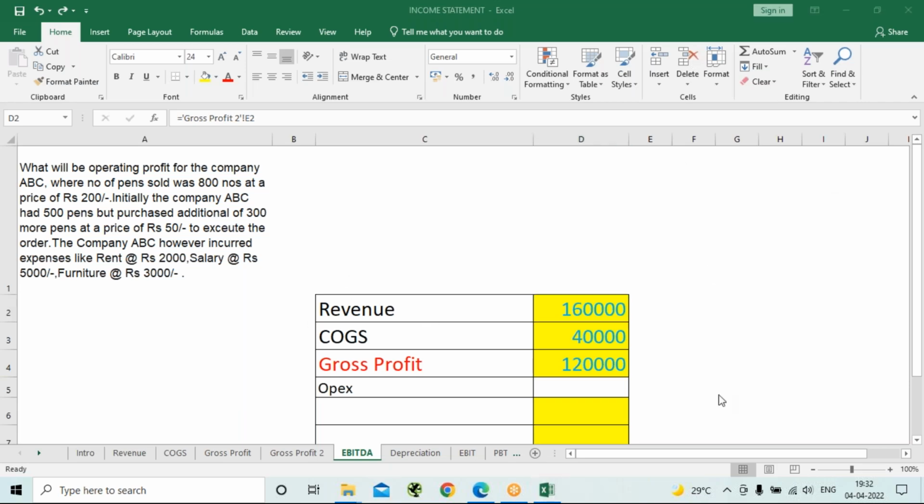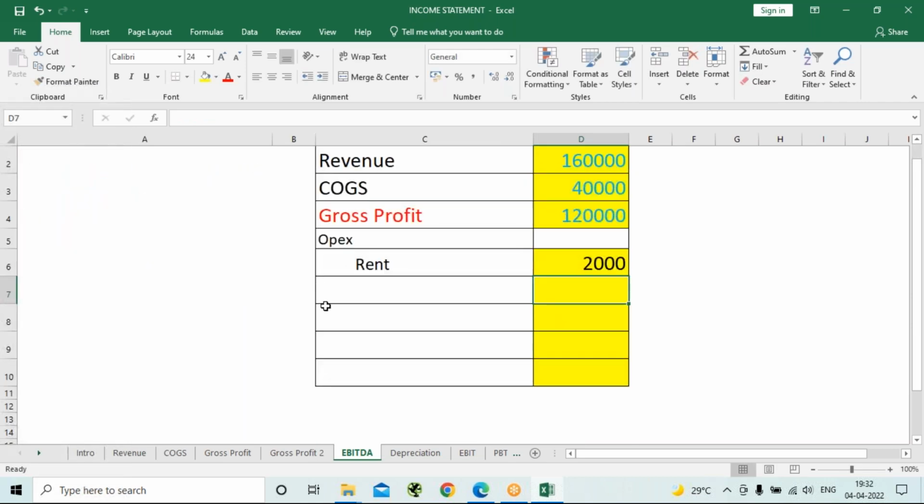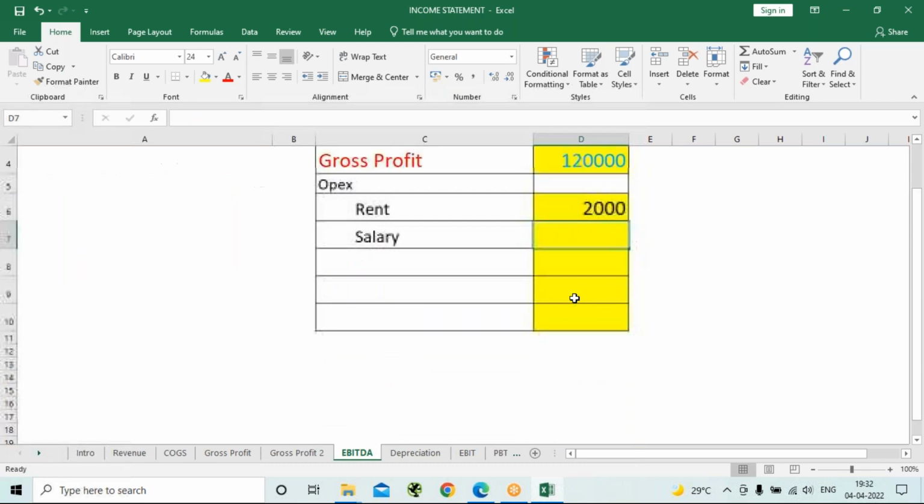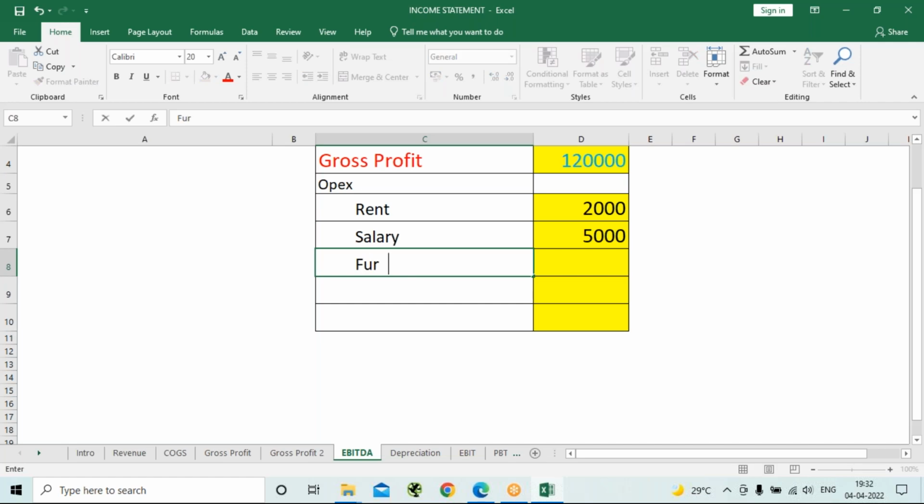Now, the next thing, the continuation over here, is that the company ABC incurred expenses like rent, salary, and furniture value. So let me put rent, the value as 2000, salary of 5000, and furniture value of 3000.